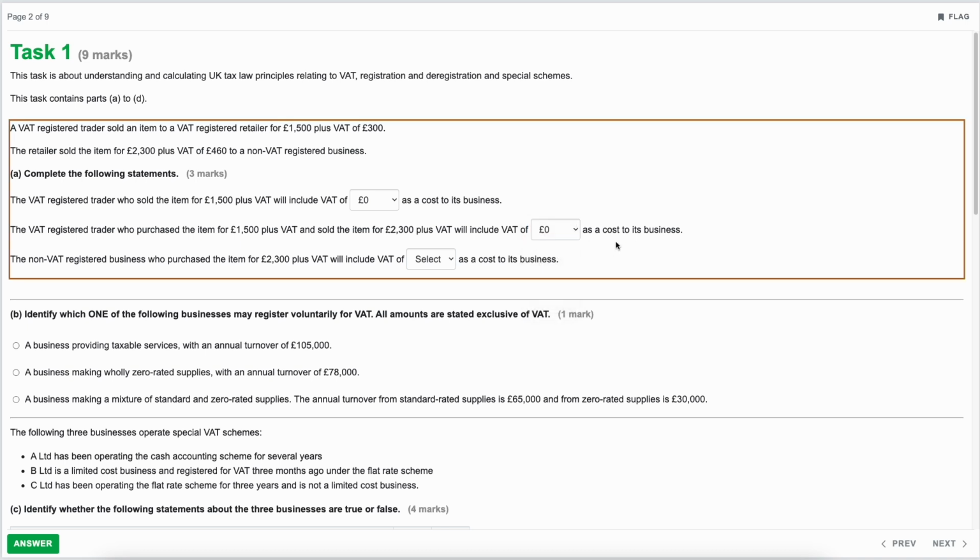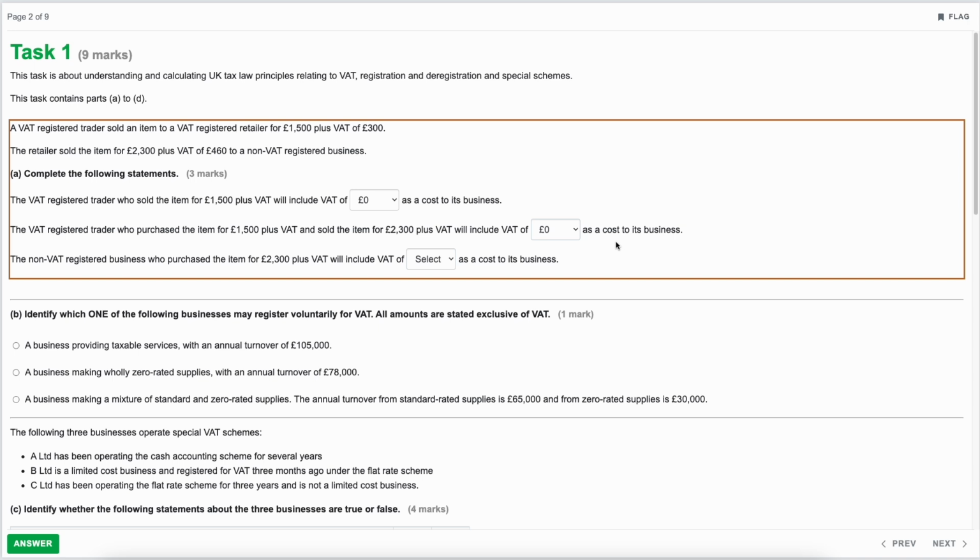Now, the business has purchased this for £1,500 plus VAT, so that's your VAT of £300. However, just because they've paid that £300 VAT, they would be able to claim that back from HMRC. So the cost to the business, because they are VAT registered, would be nil. Because as I said, they can claim that £300 back from HMRC.